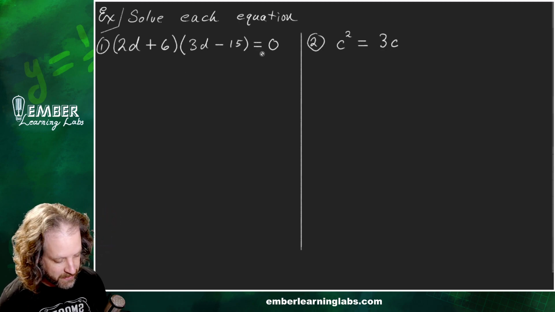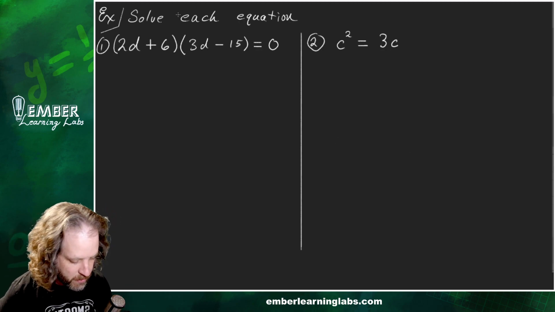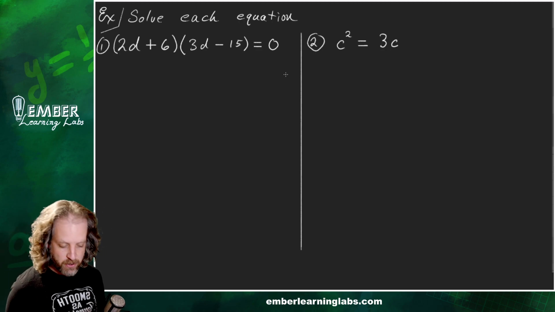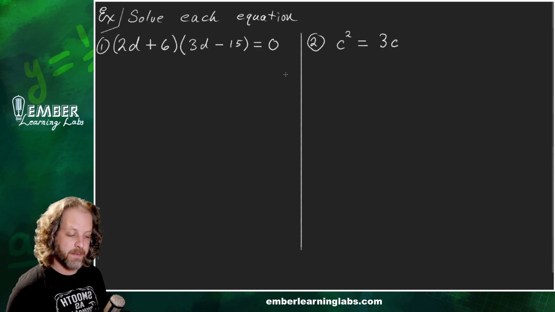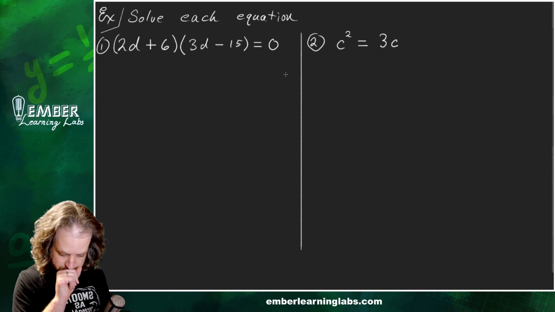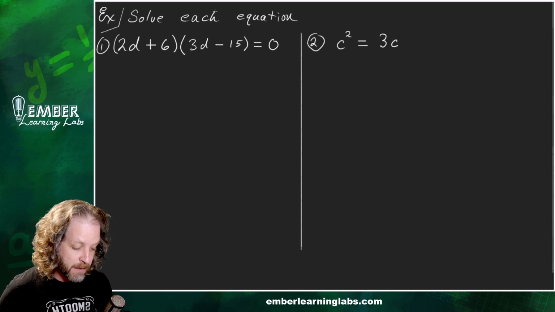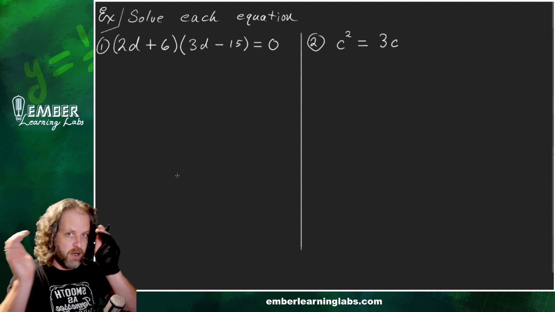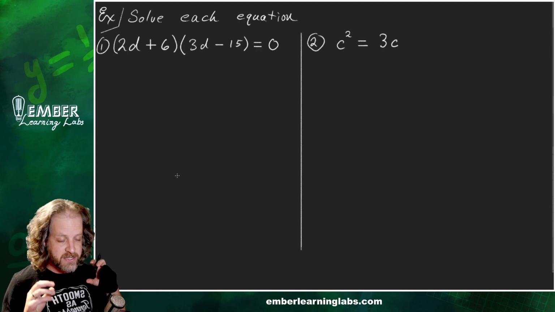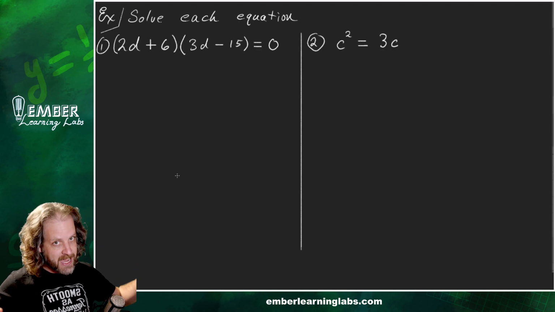Now, you might be tempted on this first one to say, oh, I've got to distribute. But that's going to go backwards. So because of the zero product property, what we can do here is, now that we have this left side completely factored, it's all factored. There's no addition or subtraction outside of parentheses.